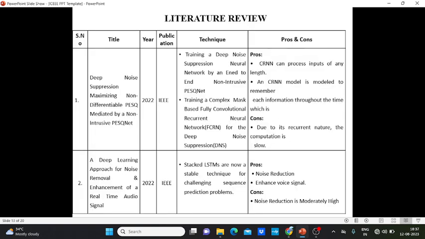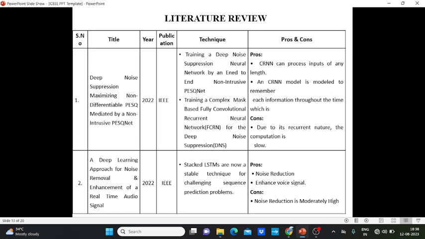So these are some of the references I referred. In this first paper, a 2022 paper, the title is Deep Noise Suppression Maximizing Non-Differentiable PESQ Mediated by a Non-Intrusive PESQNet. In this one, the techniques used are non-intrusive PESQNet and fully convolutional neural networks.